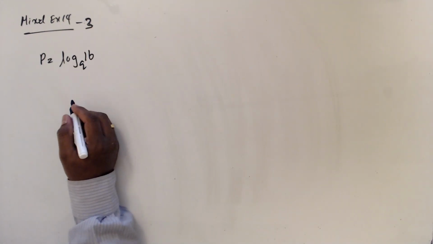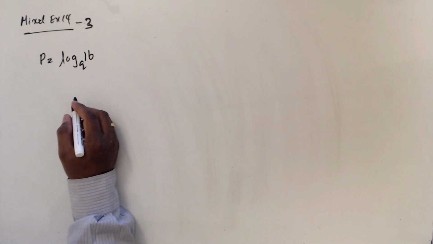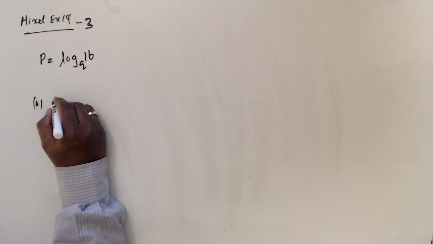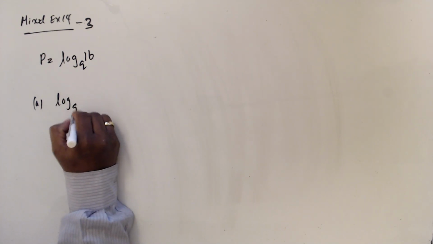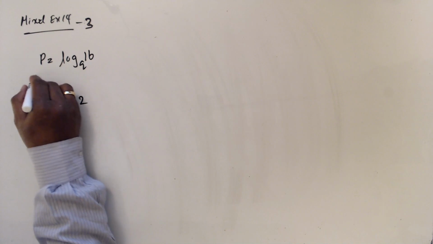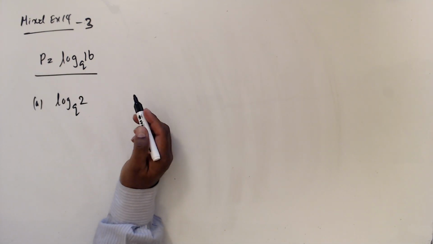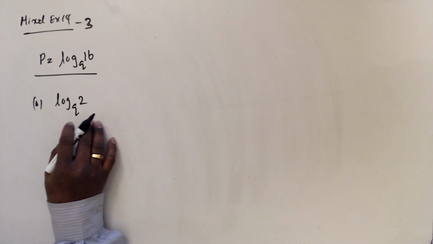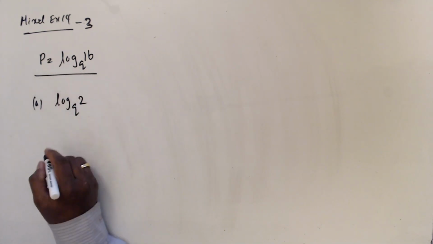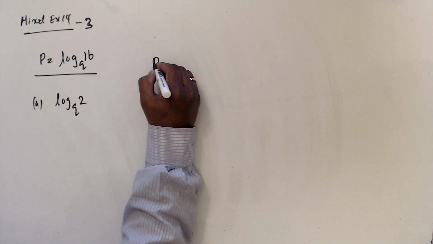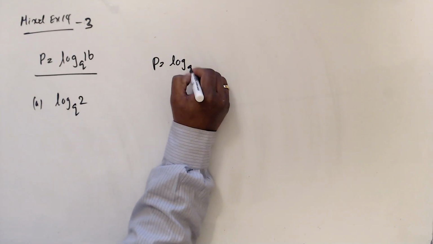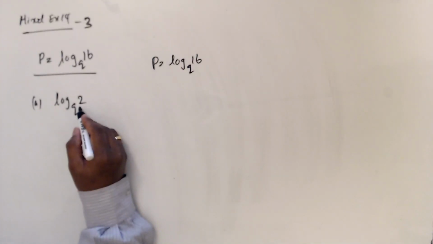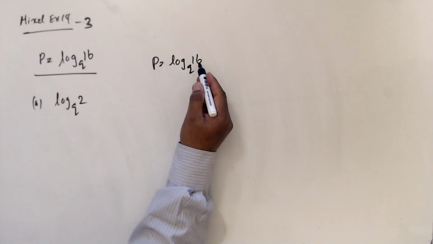Question number 3, log Q to the power 16, and we want to write log Q to the power 2 in terms of P. The first attempt in this kind of sum is, we take this one, P equal log Q 16, then we want to make log Q to the power 2 from 16.